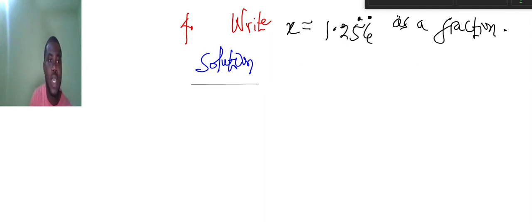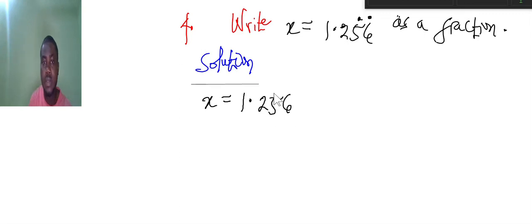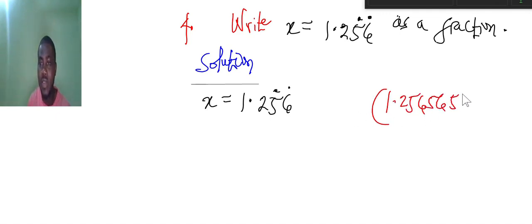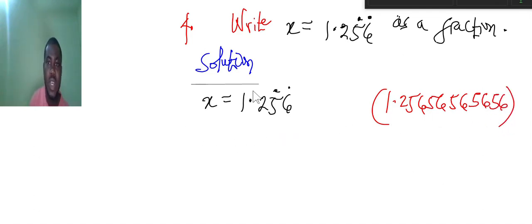Okay, so we have x equal to 1.256 recurring. I like to write it in full. This means 1.2565656, repetition of 5 and 6, 5 and 6, continuous, it doesn't have end. So let's just write it like that. Now, let's identify how many recurring digits we have.